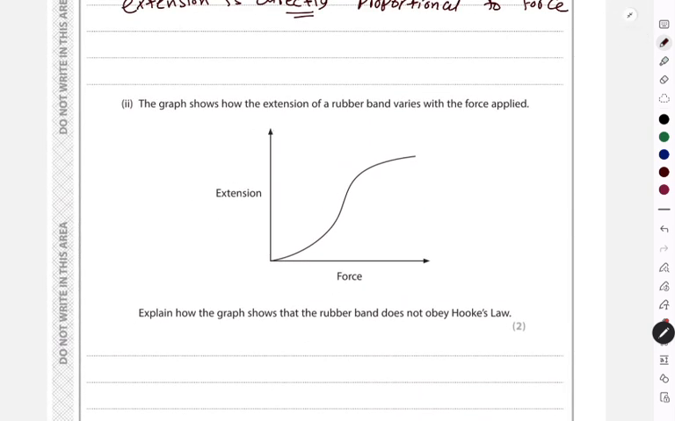The graph shows how the extension of a rubber band varies with the force applied. Explain how the graph shows that the rubber band doesn't obey Hooke's law. Simply, it's not a straight line. Okay, it passes through the origin, but it's not a straight line. For Hooke's law, you must draw a straight line passing through the origin.